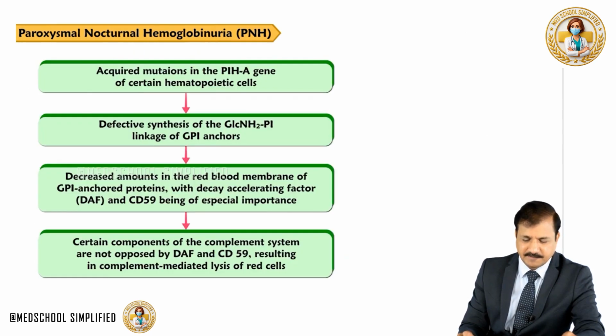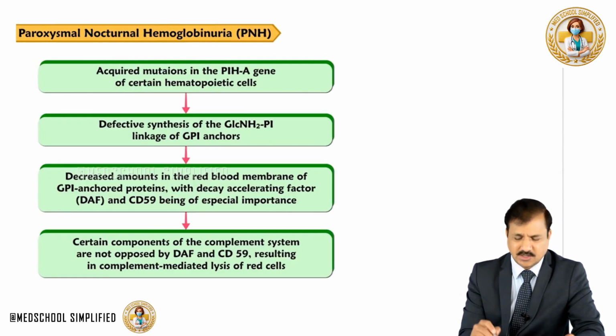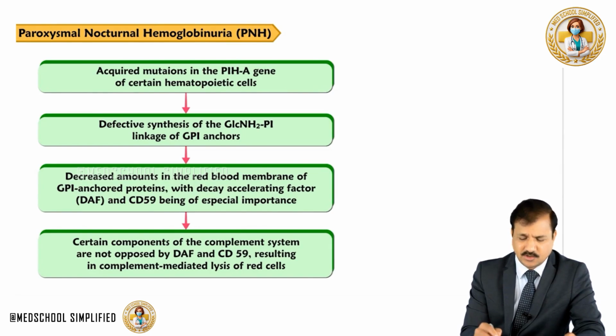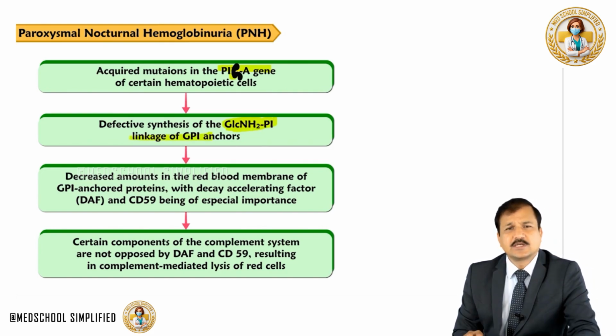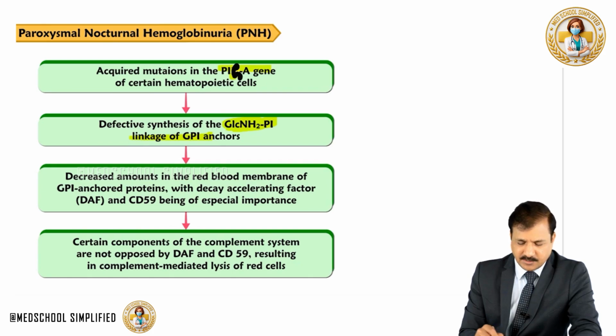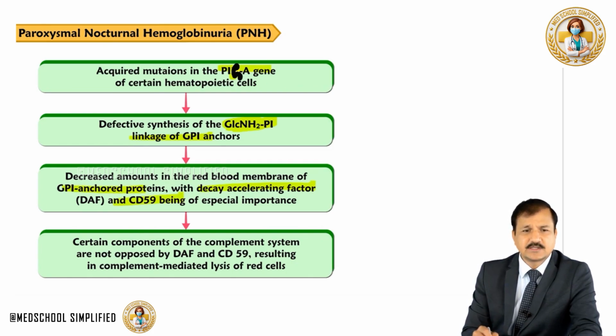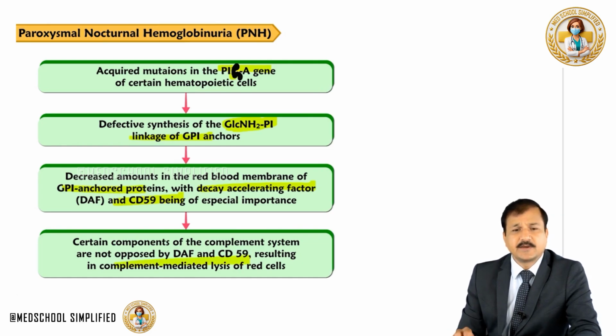So the flow chart here shows the pathophysiology of paroxysmal nocturnal hemoglobinuria. Now the mutation in the PIGA gene of certain hematopoietic cells leads to defective synthesis of glucosamine phosphatidylinositol linkase in GPI anchors. Decreased amounts of red blood cell membrane GPI anchored proteins, with decay accelerating factor DAF and CD59 being especially important here, and the complement system is activated, leading to complement mediated red blood cell lysis and other consequences.